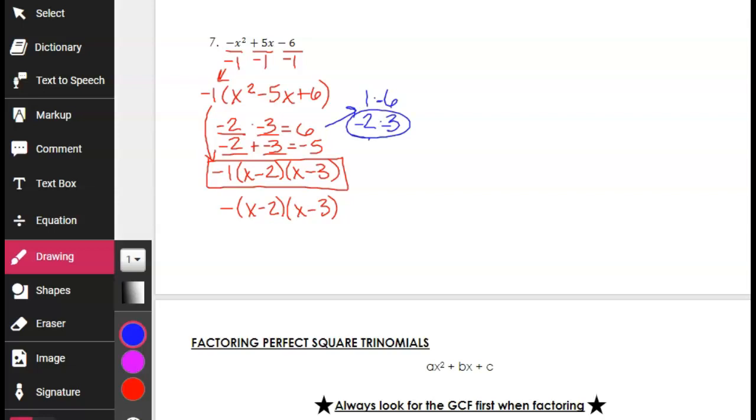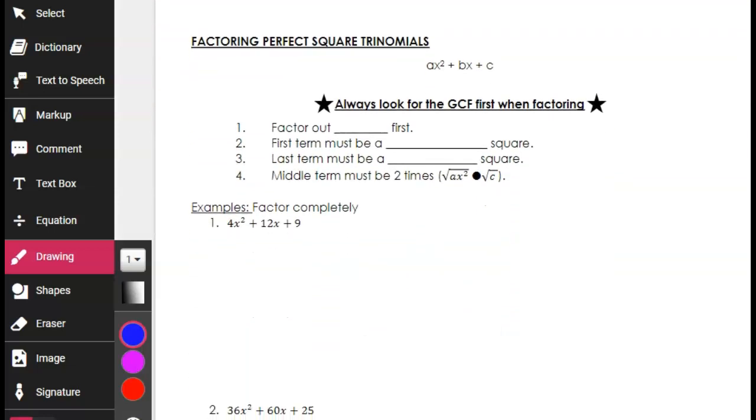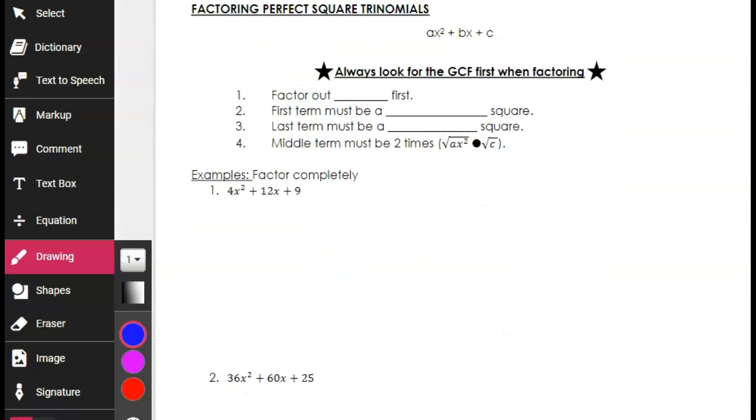Okay, so let's go down and answer our second essential question today. We're going to talk about factoring perfect square trinomials. We still have standard form with ax squared plus bx plus c. You always want to look for the GCF first. This is going to be really common in our notes. You're going to see that step 1 is to factor out the GCF.